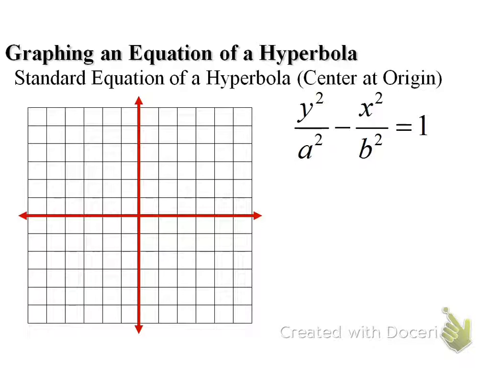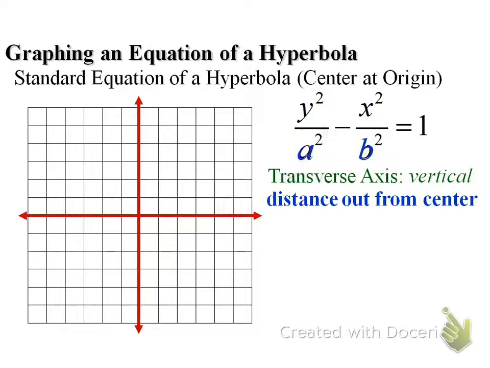All right, so before we look at a specific example, let's just discuss what this means. So when the y squared is in the front, what does that mean? It's going to be vertical now, okay? But a is still how far you go to your vertices, and b is how far you go in the other direction. So now a is the number we're going up and down, b is the number we're going side to side, because our vertices are up and down.